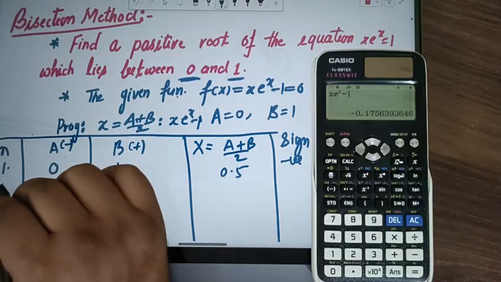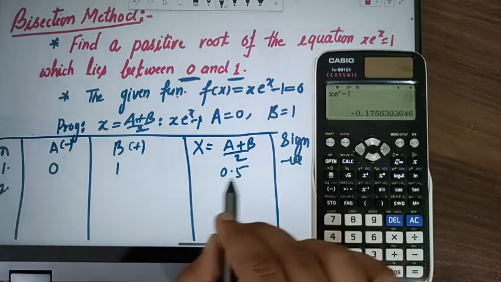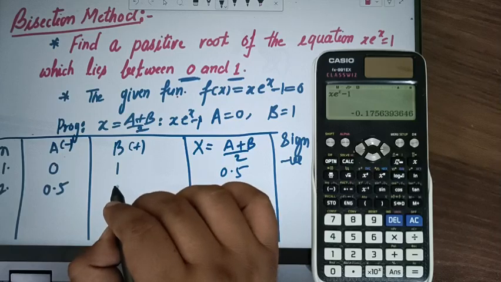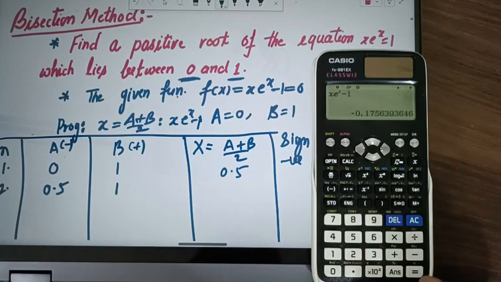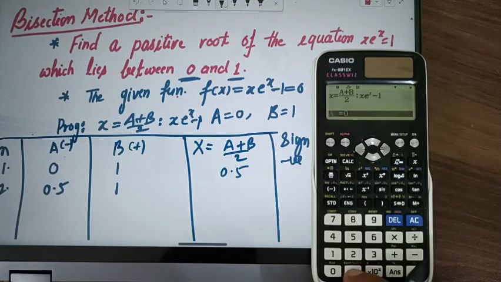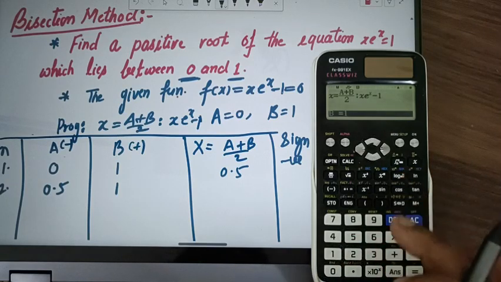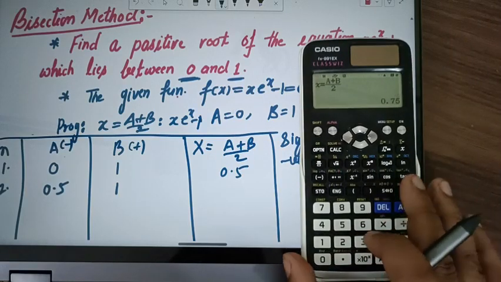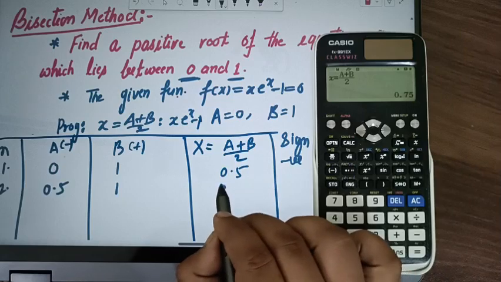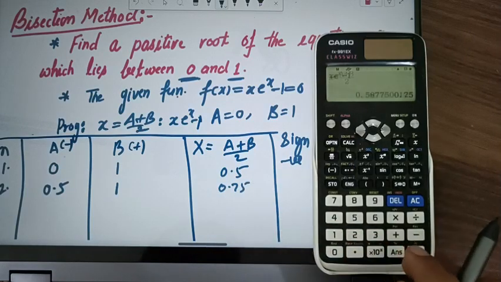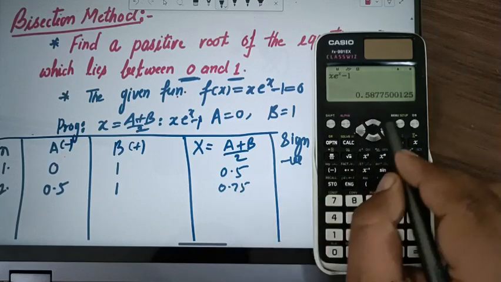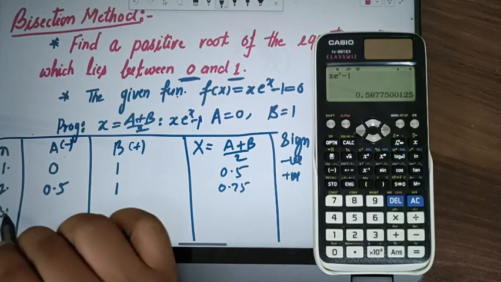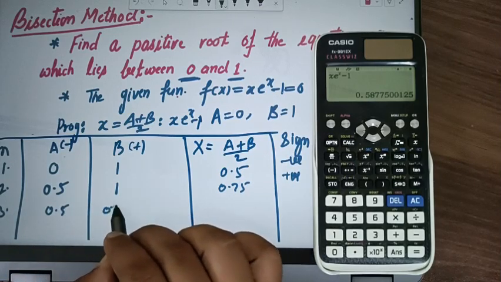Now in the second iteration, the value of a will change from 0 to 0.5, and b remains 1. Again press equal, supply the value of a as 0.5, press equal, the value of b is the same, press equal. The new value is 0.75. Check the sign of the function at 0.75. The sign is positive. Now in the next iteration the value of b will change, so the interval is 0.5 and 0.75.